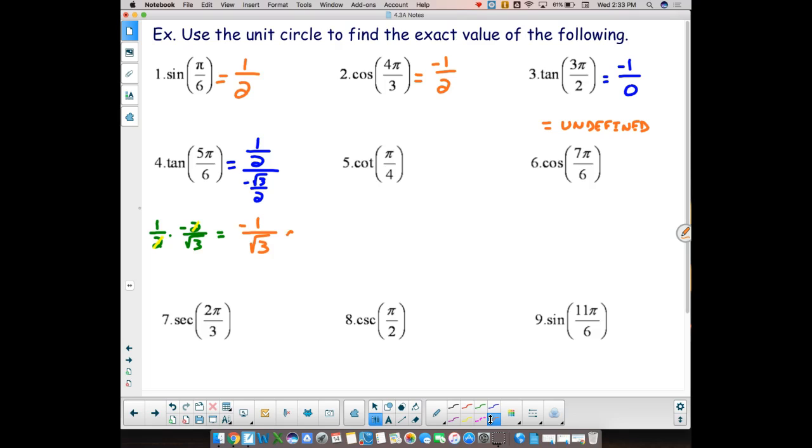Or we could rationalize that denominator, and we could say that this is negative square root of 3 over 3. Okay?